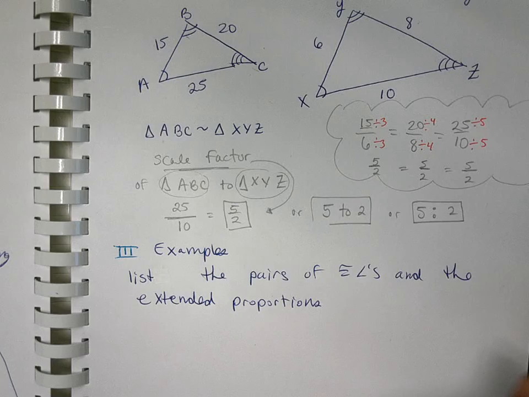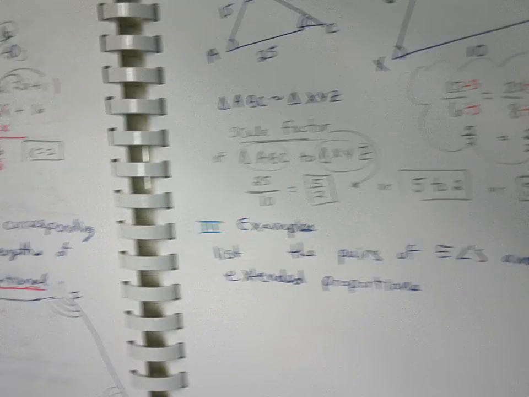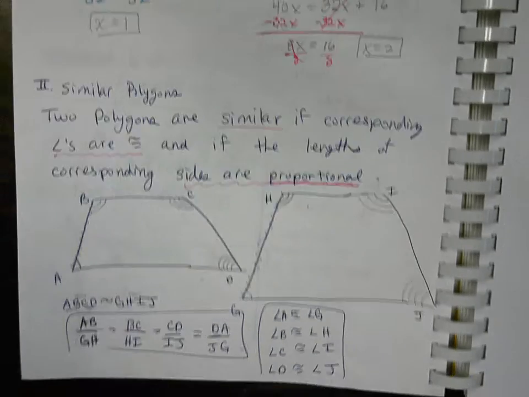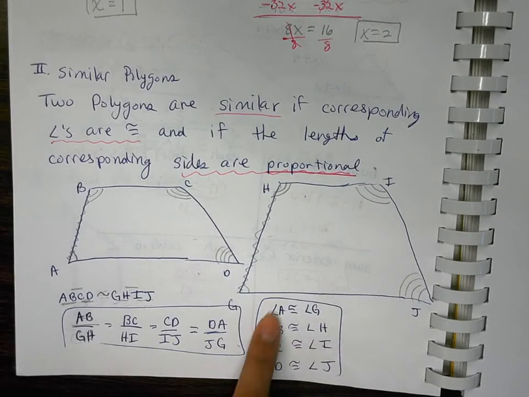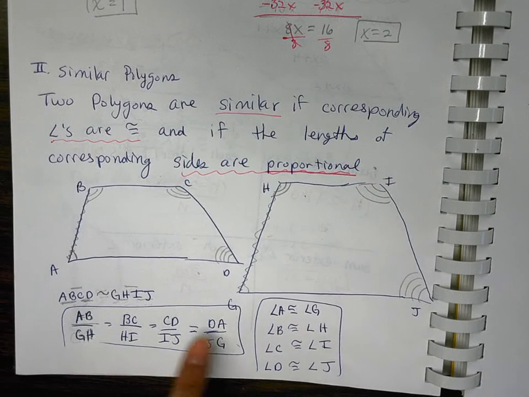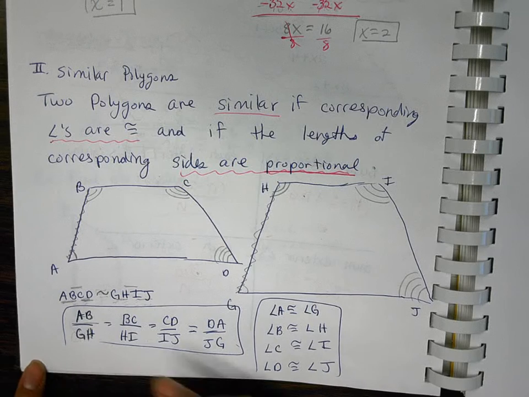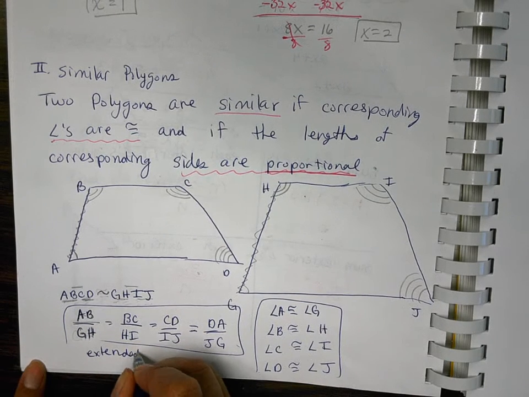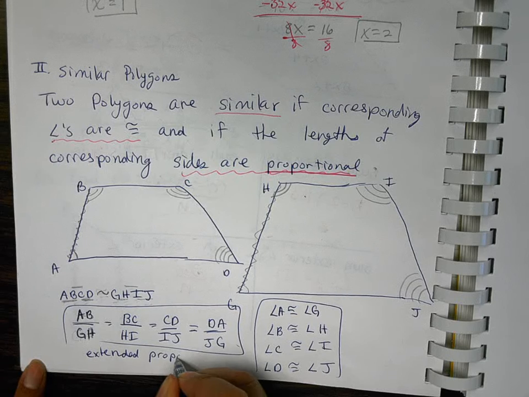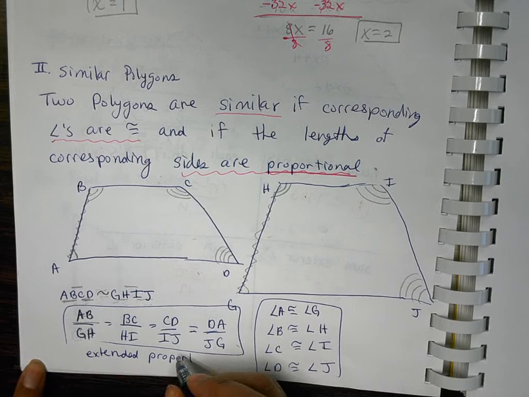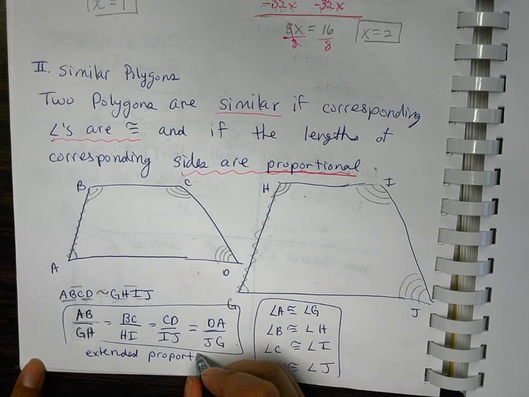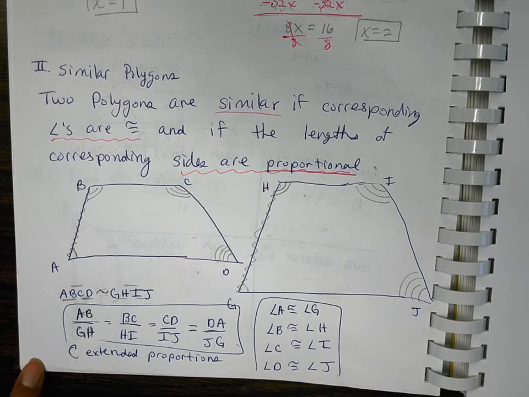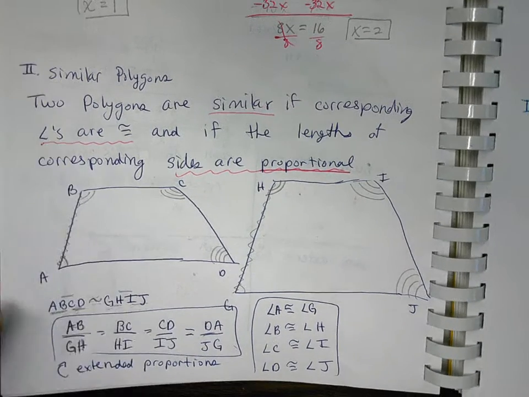Now, if you don't have this, that's fine. This is pretty much what you're going to have. These two answers right here is what I'm going to ask you for. This is the congruent angles, and this is called the extended proportion. And I'm writing this down so when you look back at your notes, you know what that's called, extended proportions. All right. We're ready.